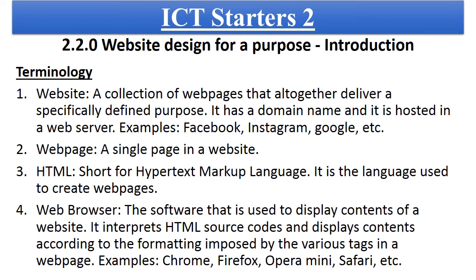4. Web browser. This is the software that is used to display contents of a website. It actually interprets HTML source codes and displays contents according to the formatting imposed by the various tags in a web page. There are so many examples of a web browser. The most common include Chrome, Firefox, Opera Mini, Safari, etc. You can look up the rest for yourself.